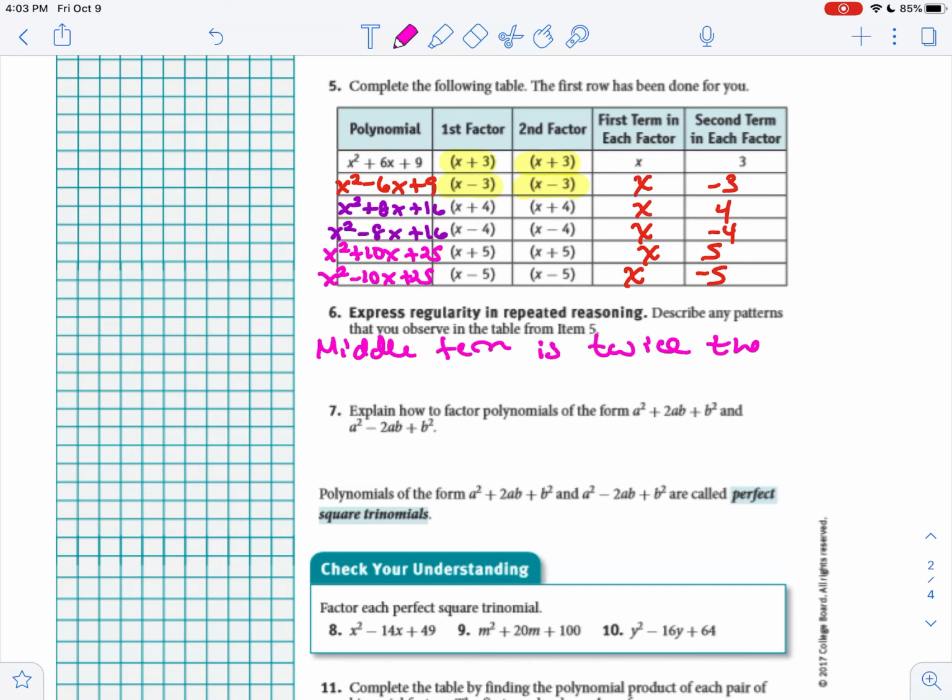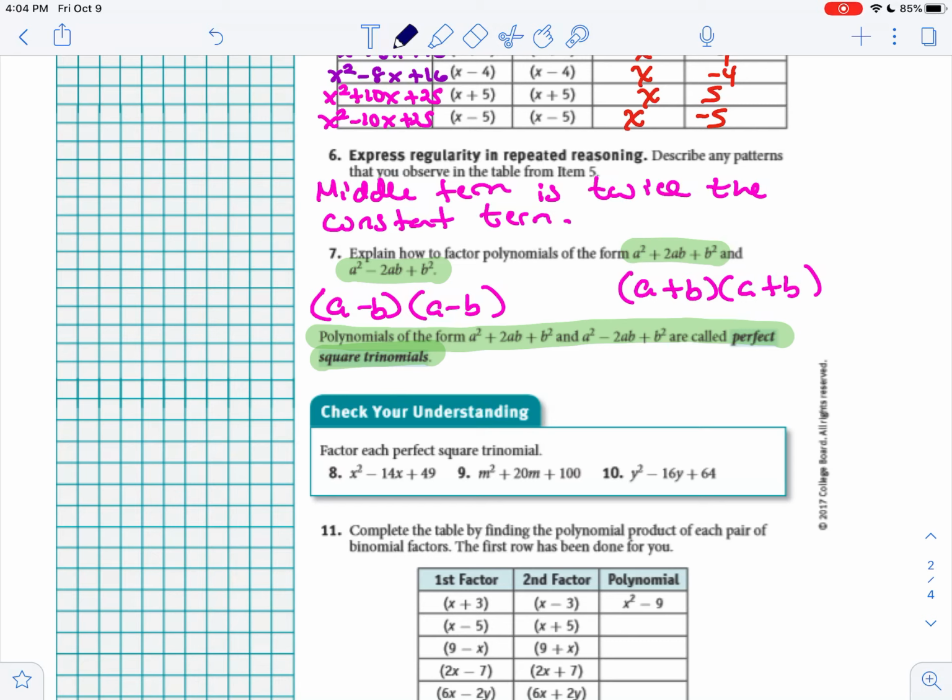So we should be able to factor these pretty quickly. So we're going to do the check your understanding. We can see 3 of these in action here. So number 8, let's start with that one. We have x squared minus 14x plus 49. If we think about the number that would multiply to 49, but double to negative 14, you would hopefully figure out that it has to be x minus 7 times x minus 7, because the outers, negative 7, plus the inners, negative 7, make negative 14. And negative 7 times negative 7 is 49.